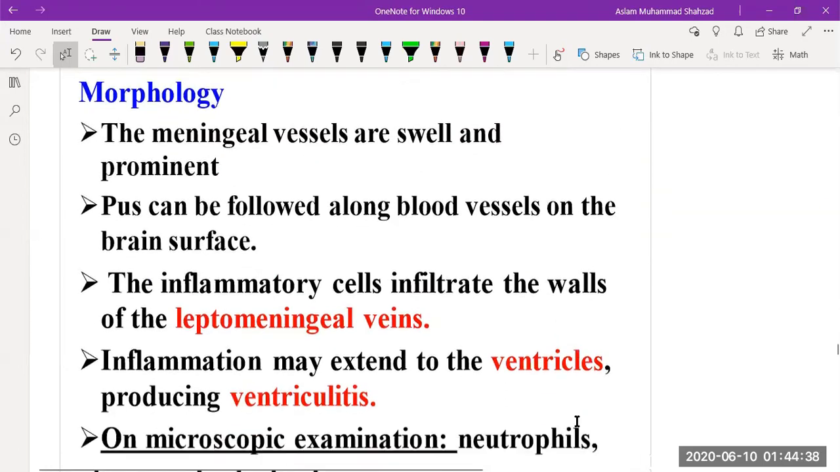When we see the morphological characteristics, we are talking about inflammatory mediators, and inflammatory mediators like neutrophils will be found. Then obviously inflammation occurs and infiltrates into the wall, especially in the leptomeningeal veins, and that can extend to the ventricles and cause ventriculitis. I discussed before that the suffix -itis means inflammation, so ventriculitis is the inflammation in the ventricles. Then neutrophils or abscess will be formed, and there will be pus followed along the blood vessels on the brain surface.